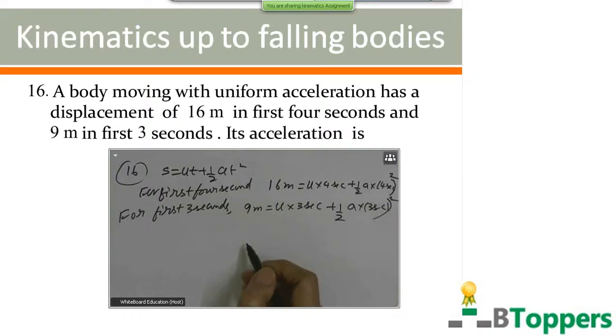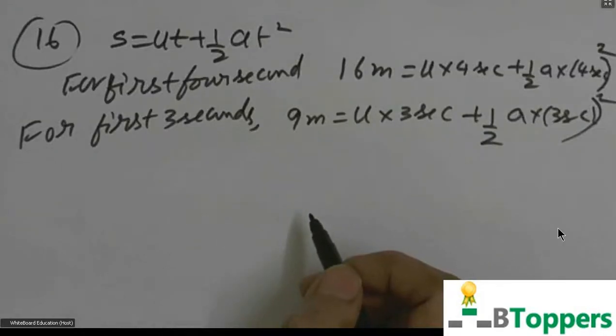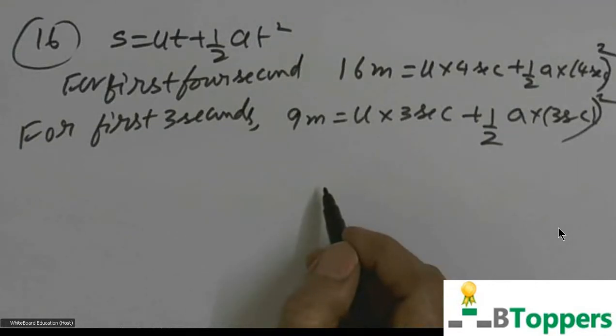So you can solve this problem. You can solve the two equations to get the answer. You can solve these two simultaneous linear equations to find the values of u and a and complete the problem yourself. If you want to copy the working, you can take a pause and copy the working.